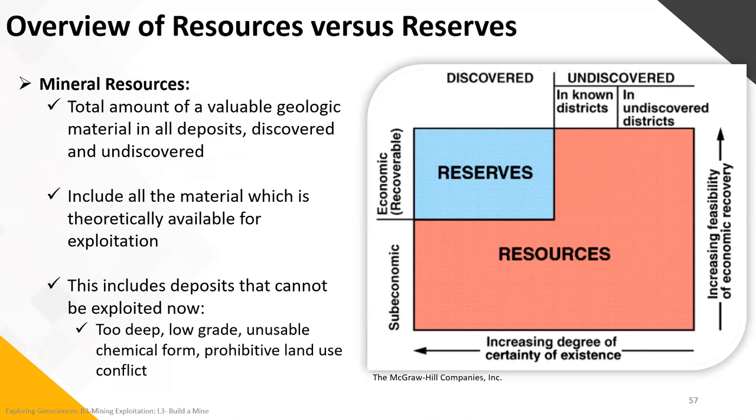Another important point is to differentiate between mineral resource versus the reserves. The resource is what we call the sub-economic versus the reserves, which is the economic, so they're recoverable. The mineral resource, as defined within this classic diagram that has been used for years, is the total amount of valuable geological material in all deposits, discovered and undiscovered. That includes all the material which is theoretically available for exploitation. And this includes the deposits that cannot be exploited now. For example, as talked about previously, it is too deep, it has a low grade, unusable chemical form, prohibitive land use, conflicts with the communities around, etc.